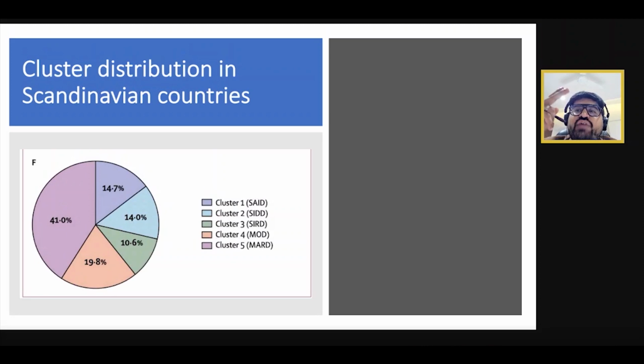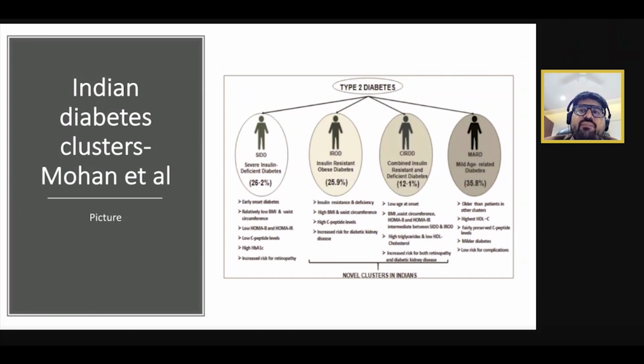Second most common cause of diabetes in India is pancreatic diabetes. It is not type 1 diabetes. Type 1 diabetes is third most common. So type 1 diabetes in India in terms of prevalence is less common than pancreatic diabetes also. But in this case, you can see type 1 is more common because in Scandinavian countries, you tend to have more type 1 diabetes. Now you have this Indian cluster.